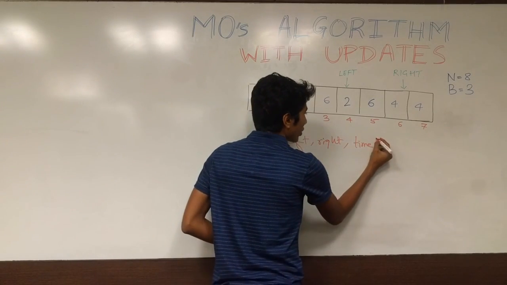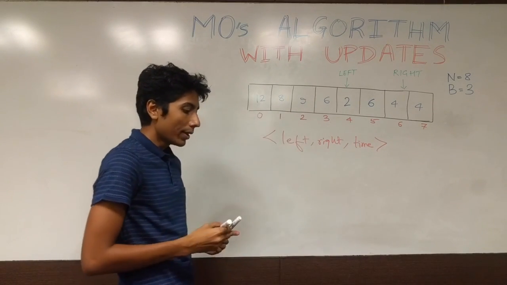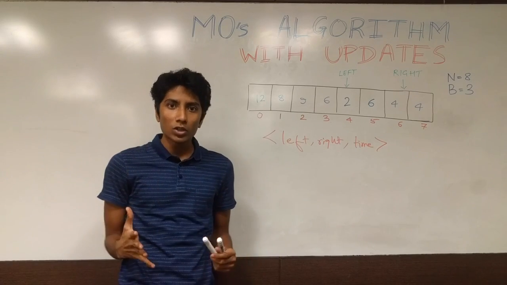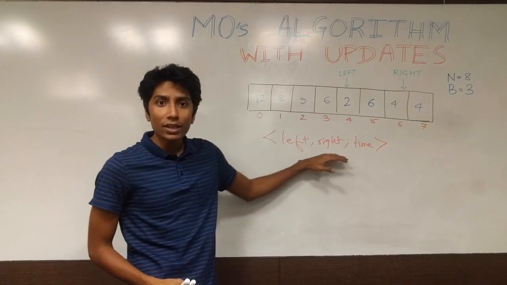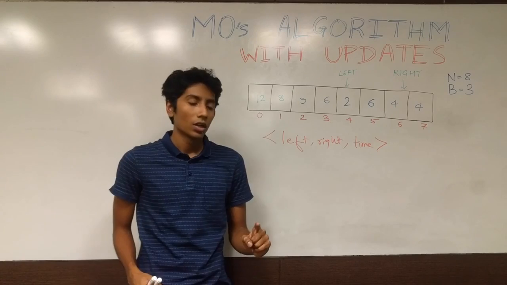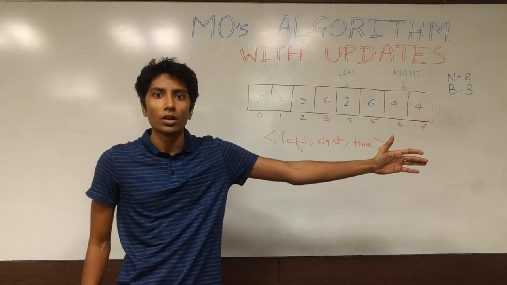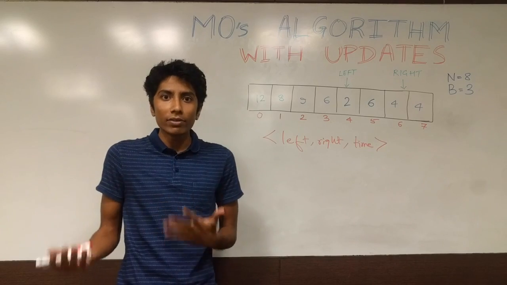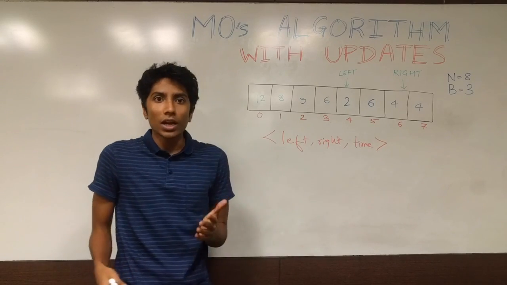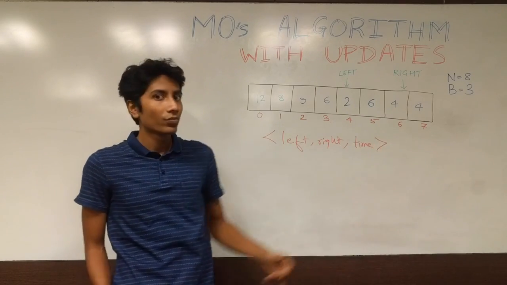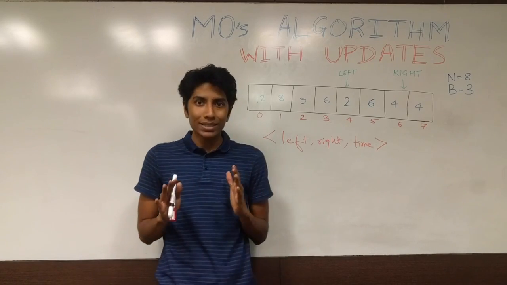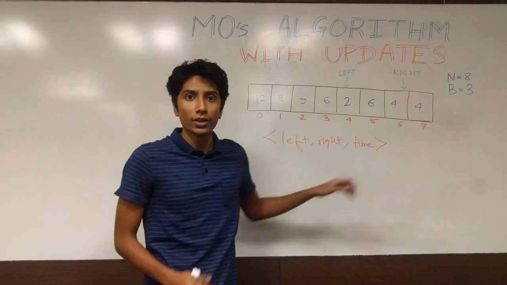So with these three, we are going to answer updates. How? Well, if you remember the old Mo's algorithm, it gives free rein to one of its parameters to start from the minimum value and go all the way to the maximum value. In the previous Mo's algorithm that we knew, the right pointer could start from 0 and go all the way to n. Here, we are going to do something slightly different. We are going to allow time to do that.